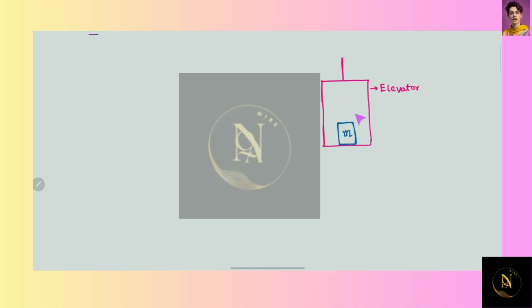In this question, we're given an elevator which is moving downward with an acceleration of 12 meter per second square. Inside the elevator, we have a block which is initially resting. Now we have to find the displacement of the block just after 0.2 second once the elevator has started moving downward.